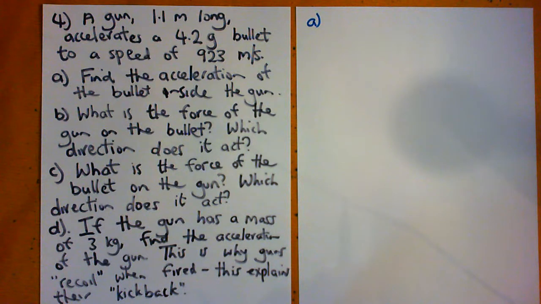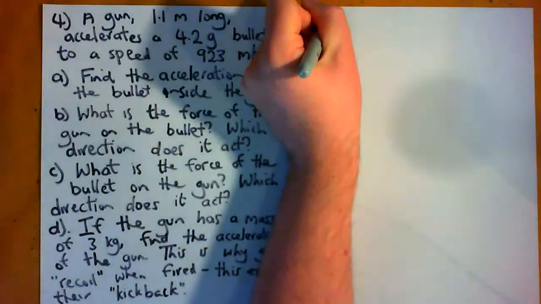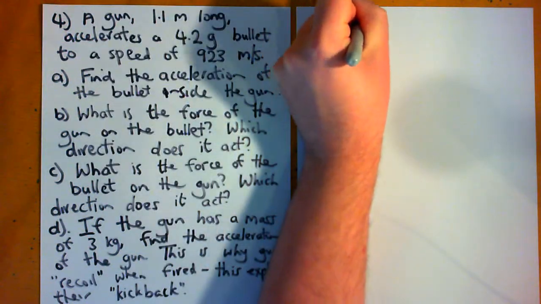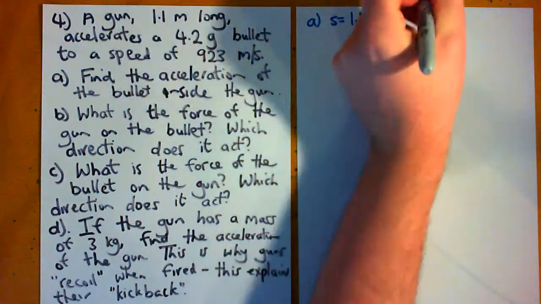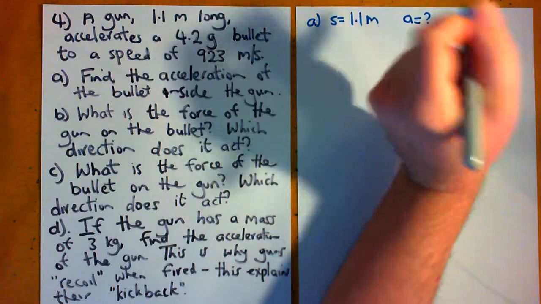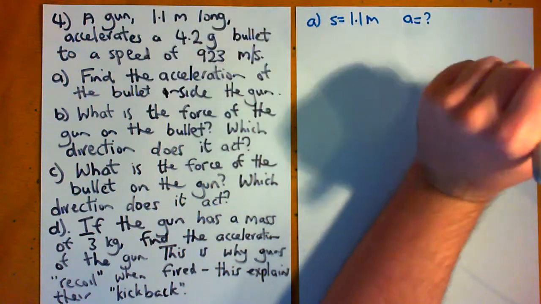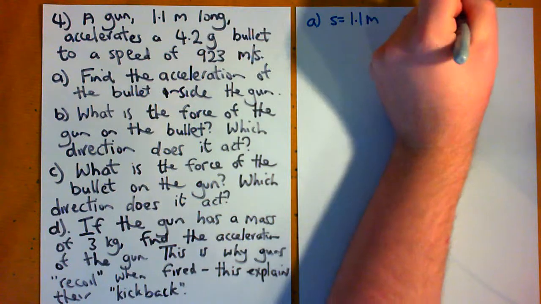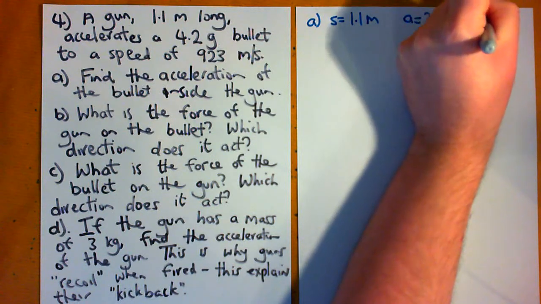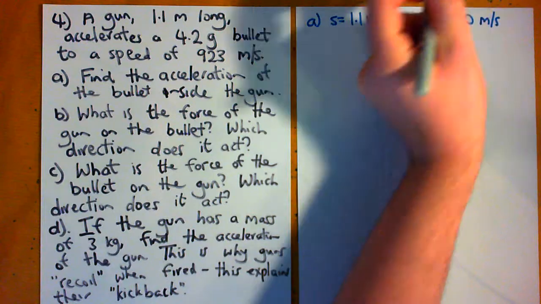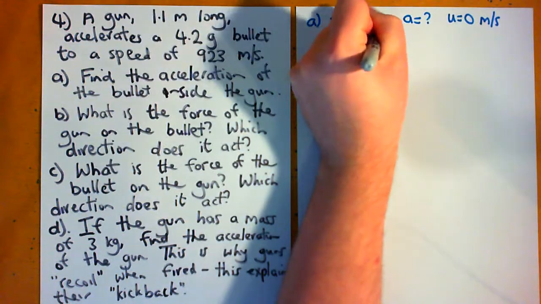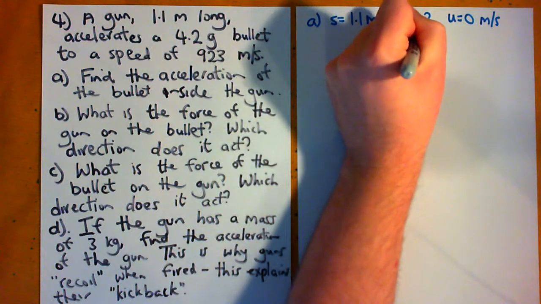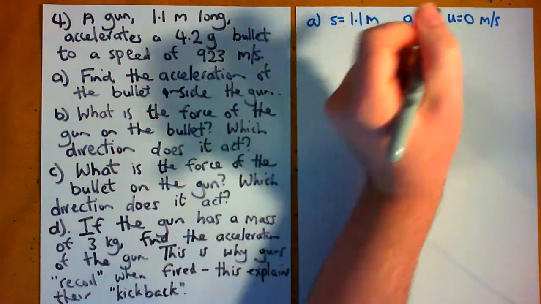Okay, so we need to use the kinematic equations of motion here. So first thing is our displacement, which is the same as the length of the barrel of the gun, which is 1.1 metres. We want to find the acceleration. We know that the initial speed must be 0 metres per second before it gets fired. It's just sitting stationary inside the gun, and the final speed is 923 metres per second.